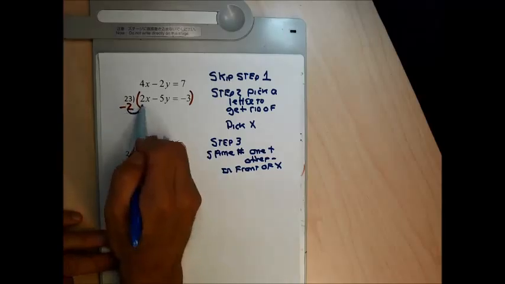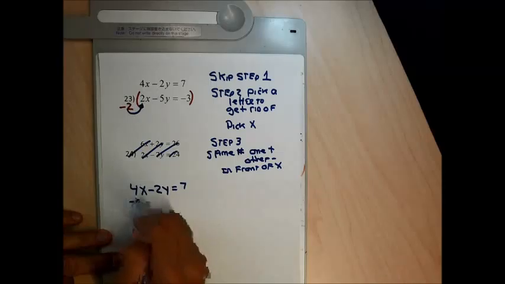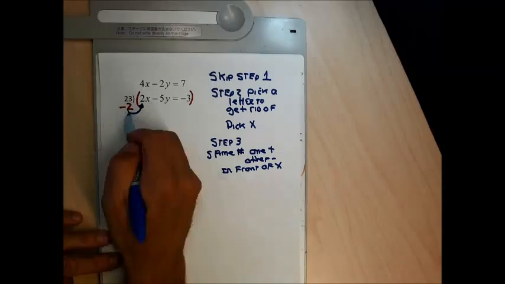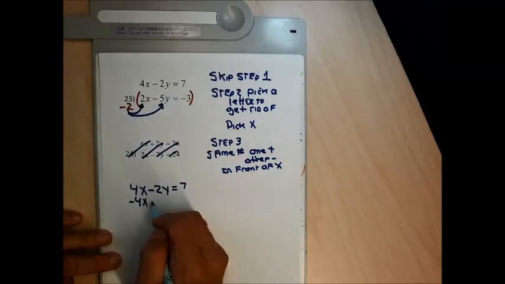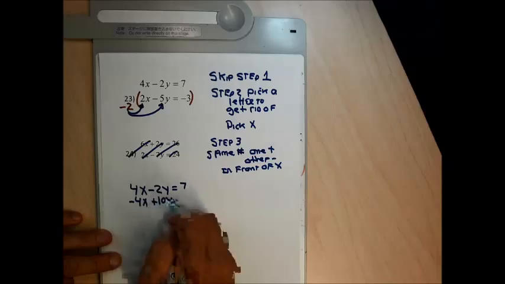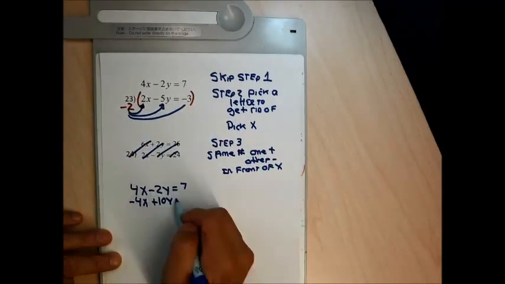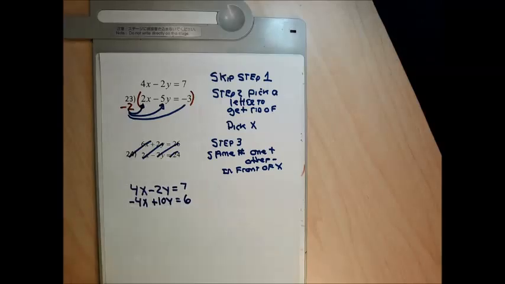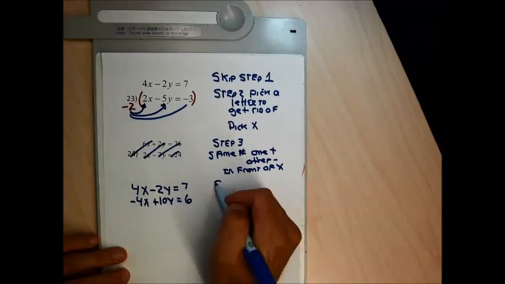And then I'm going to go minus 2 times 2x and get minus 4x, minus 2 times minus 5y and get plus 10y, and then minus 2 times minus 3 and get positive 6. Done with the hard step. Now I'm down to step 4.